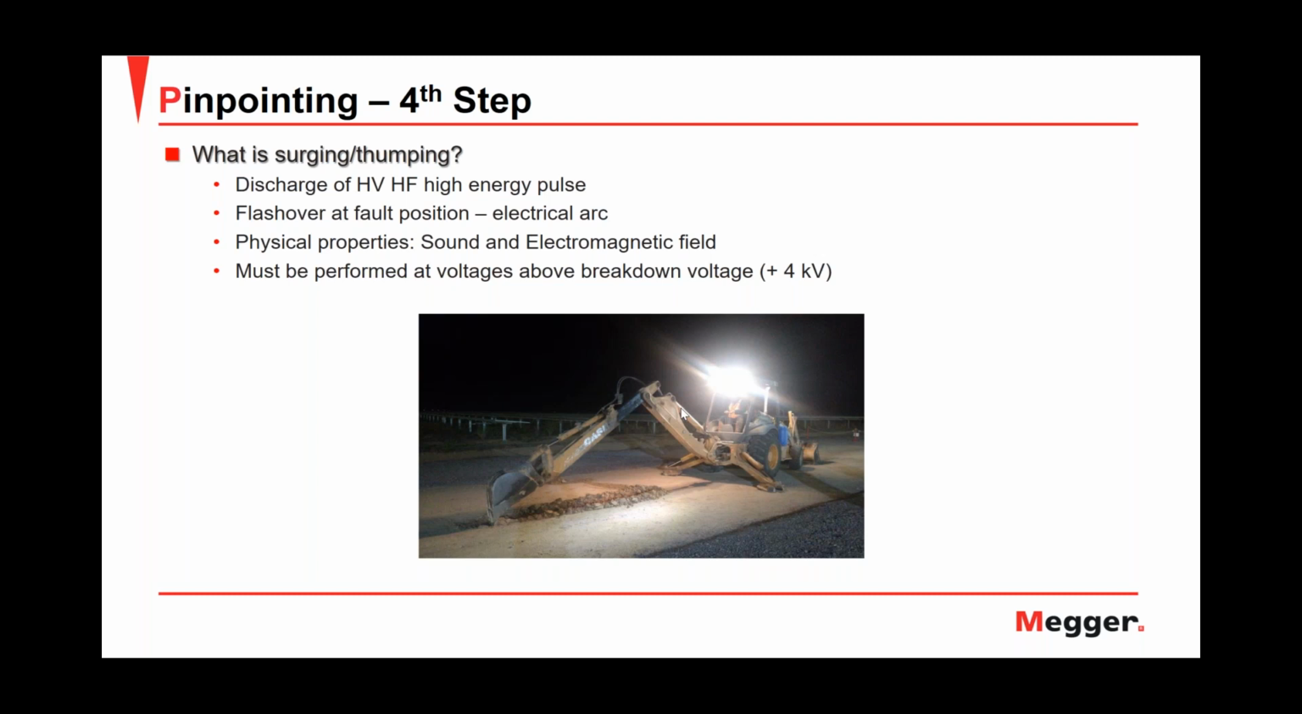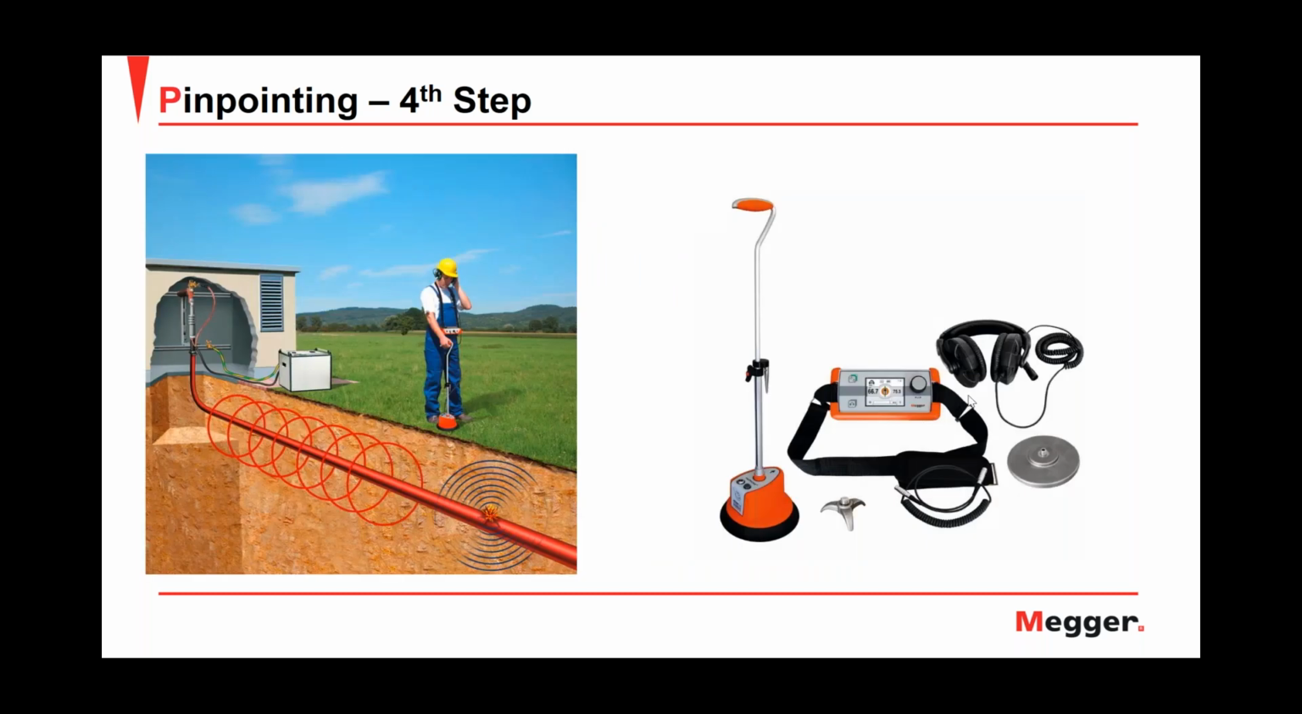And we need to perform the pinpointing at least 4 kV higher than the breakdown voltage. For instance, if the breakdown voltage of my fault is 1 kV, I should do the pinpointing, or thump my cable, with at least 5 kV. So let's explain a little bit how the pinpointing works.